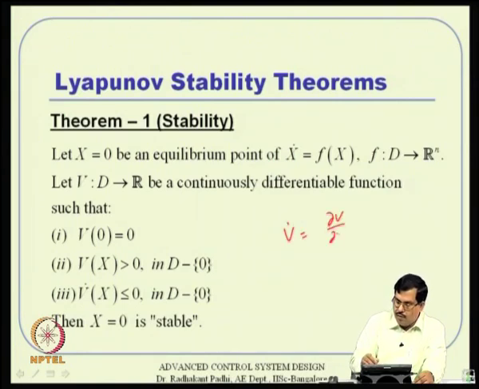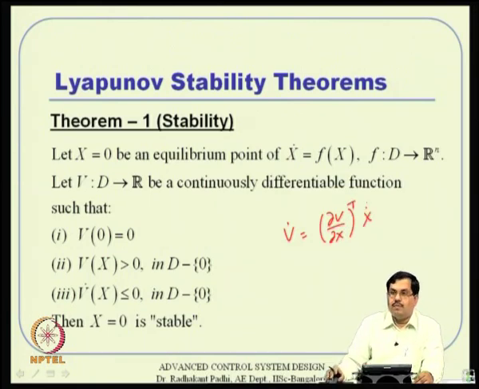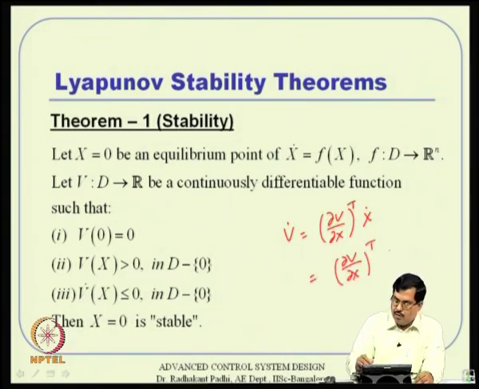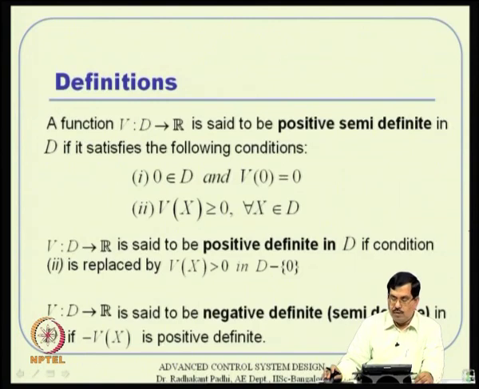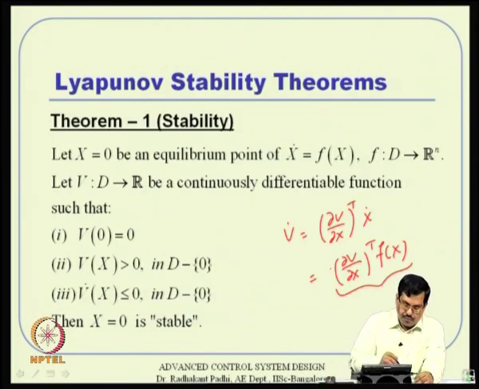So, we will compute del V by del x. This is a vector now, because V is scalar and x is a vector. Then transpose times x dot, that is by chain rule actually, and this is nothing but del V by del x transpose times x dot, which is nothing but f of x. So, we will end up with again a function which is purely a function of x. That function we have to analyze actually. Okay. And remember this V of x is something that we choose.